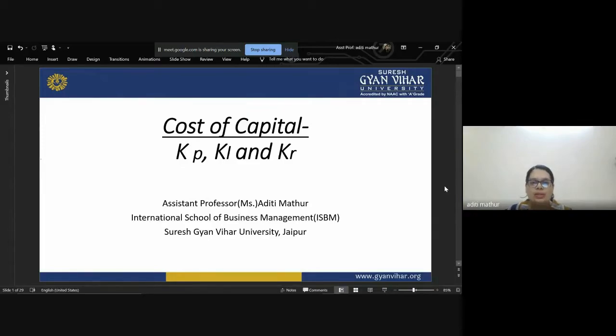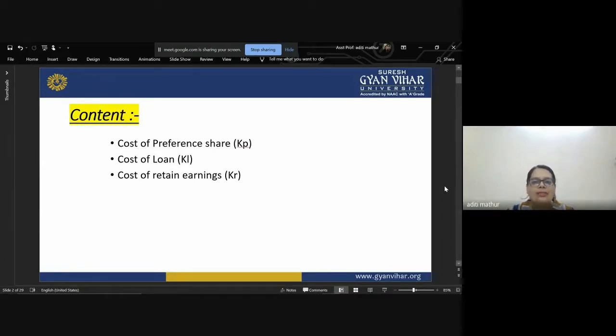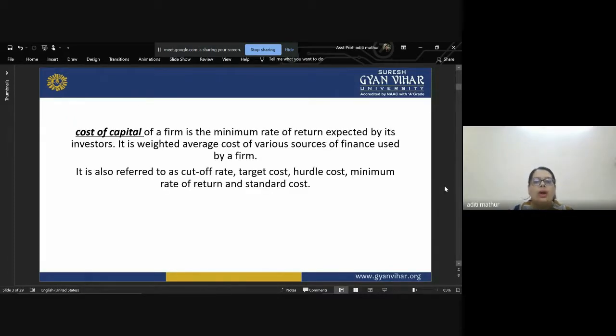And in today's video lecture, we'll be studying how to calculate cost of preference share, cost of loans, and cost of retained earnings. But before that, let us have a quick recap on what we mean by cost of capital. Cost of capital of a firm is the minimum rate of return expected by its investor. It is the weighted average cost of various sources of finance used by the firm. It is also known as cutoff rate, target cost, hurdle cost, minimum rate of return, and standard cost.